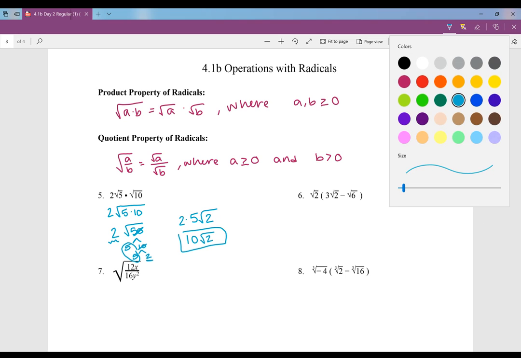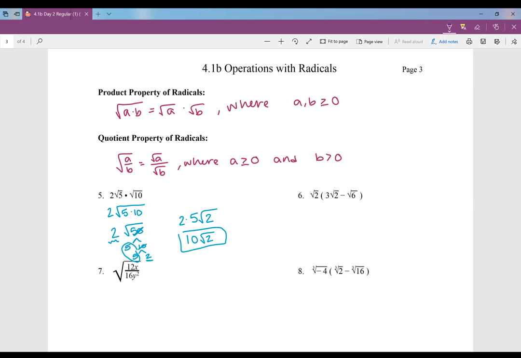All right, let's do another example. For this, we have the square root of 2 times 3 root 2 minus root 6. All we're going to do is distribute into our parentheses. So we're going to do 3 root 2 times root 2 minus root 6 times root 2. And again, because of our product property, that's just multiplying underneath the radical.